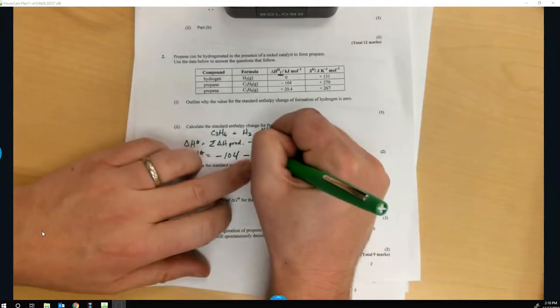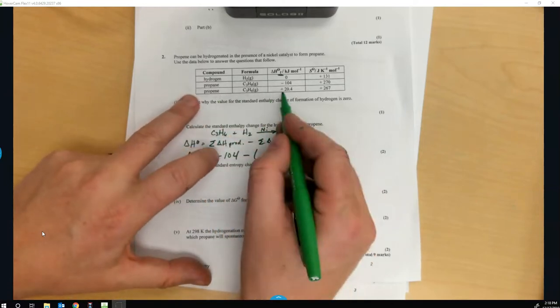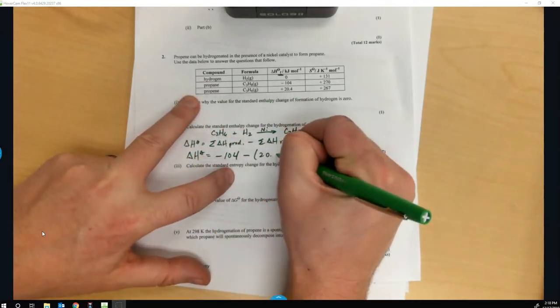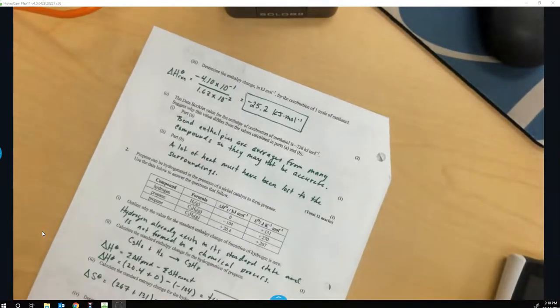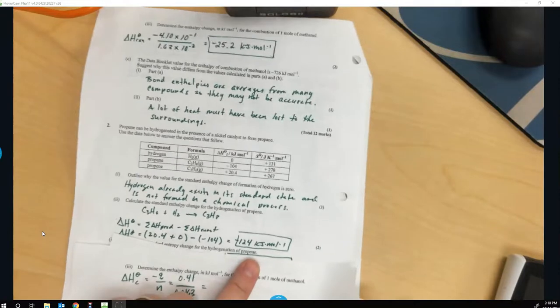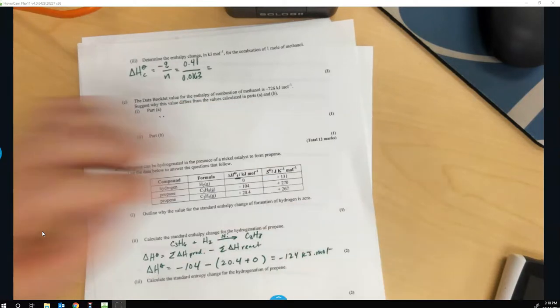So we're going to subtract away the sum of the delta H's of the reactants. For propene, it's 20.4, and of course, for hydrogen, it's 0, so plus 0. When we punch in the numbers, that's going to equal negative 124 kilojoules per mole. You can see when I made my key, I accidentally flipped it, so I'm just going to perform these calculations.